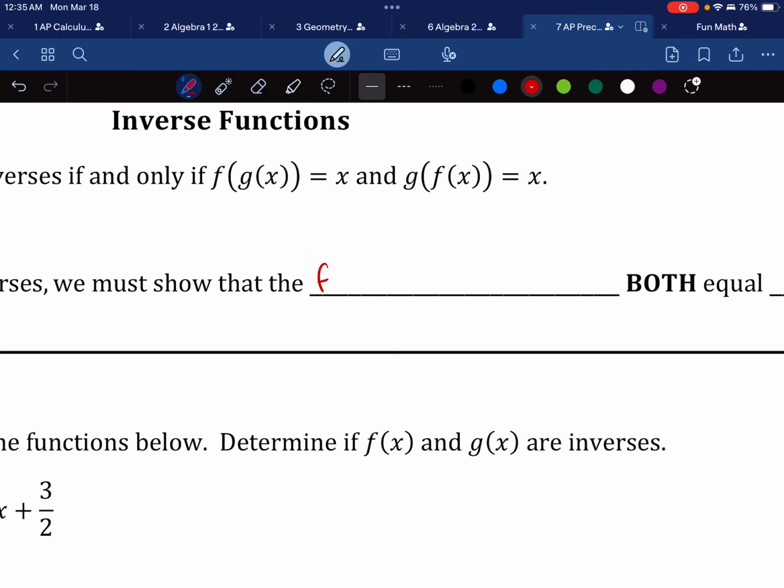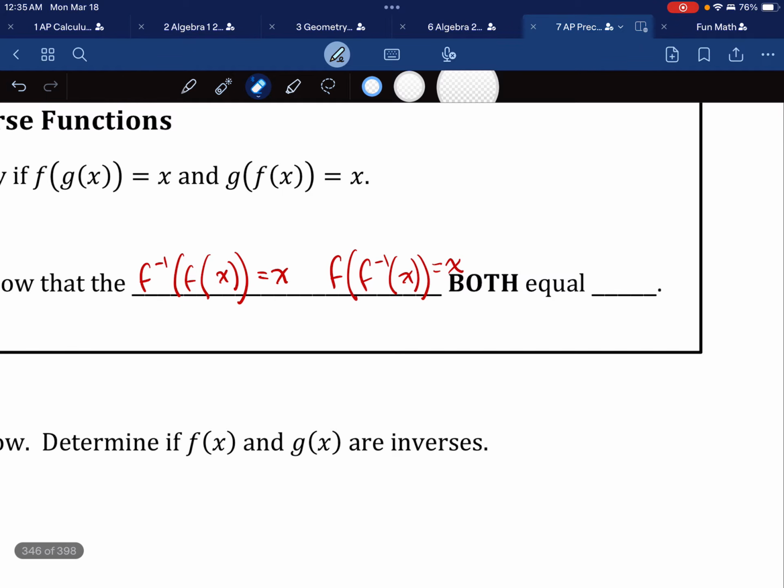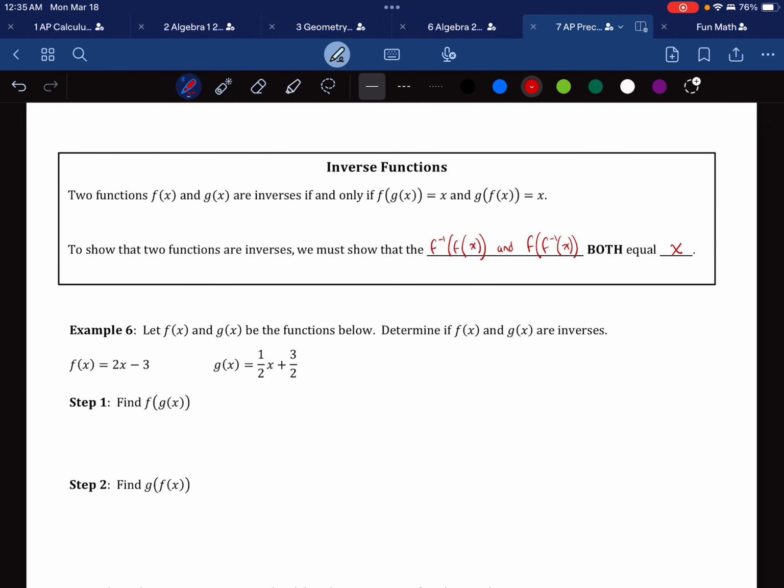I could say that f inverse of f of x is equal to x, and also f could be on the outside. F of f inverse of x is equal to x. I guess I should say they're both equal to x. Okay, let's say it over here. We'll say that both of these things, this one and this one, both equal x. So check both. I was wrong before by saying check either one. You have to check both of them and make sure that it works.